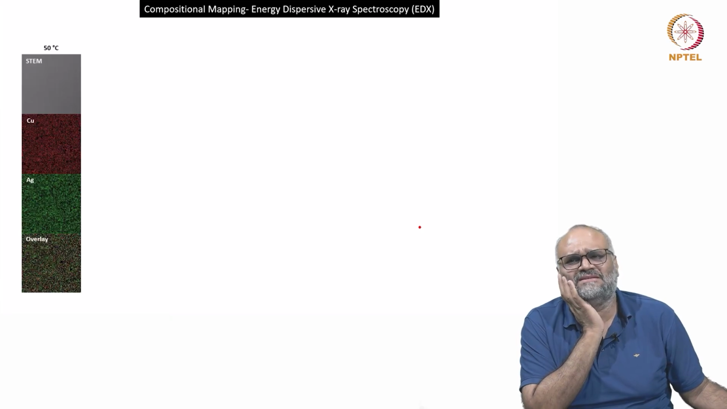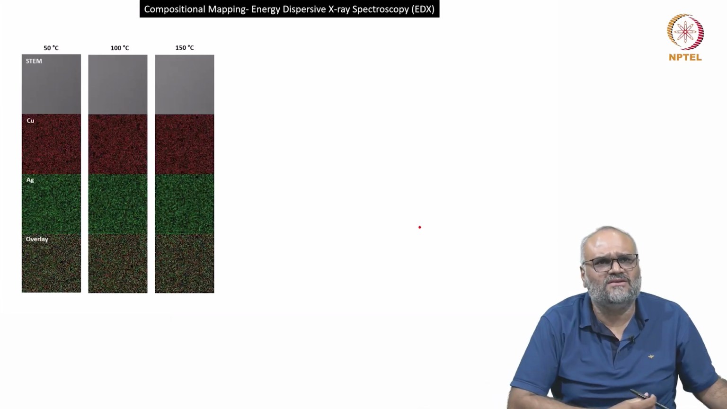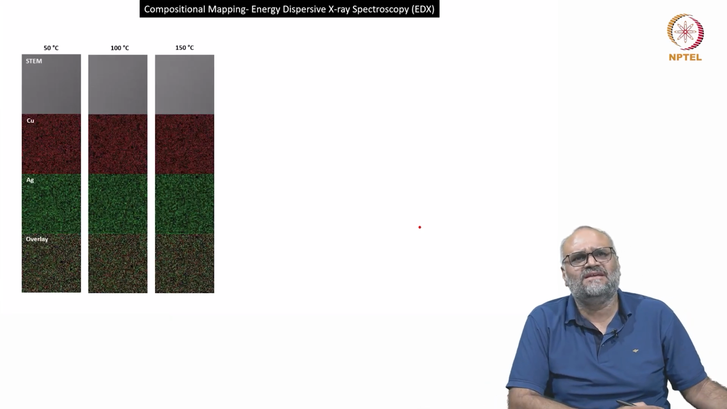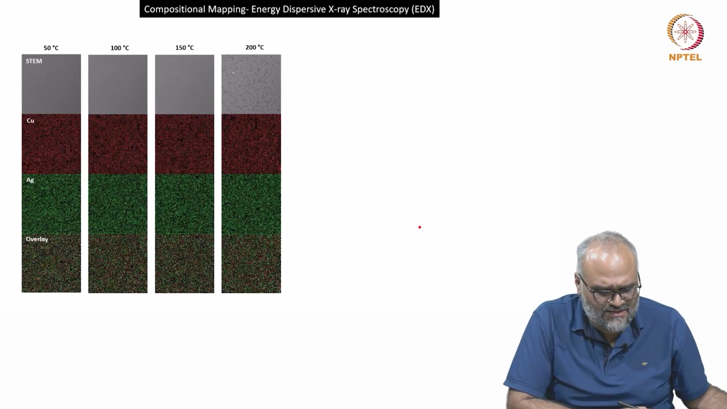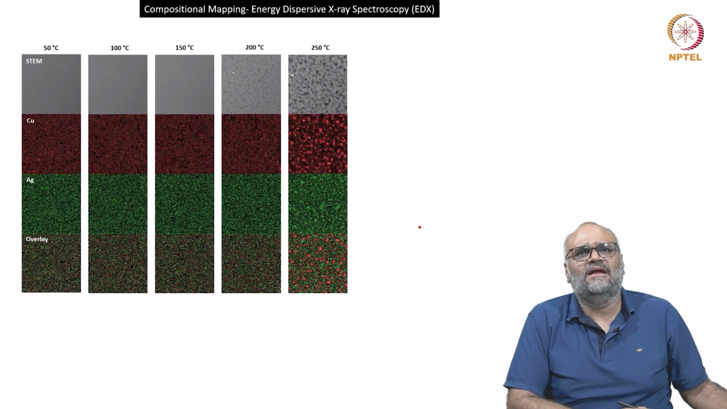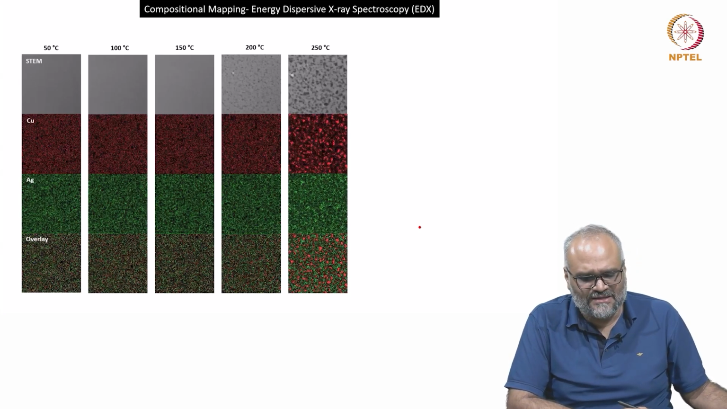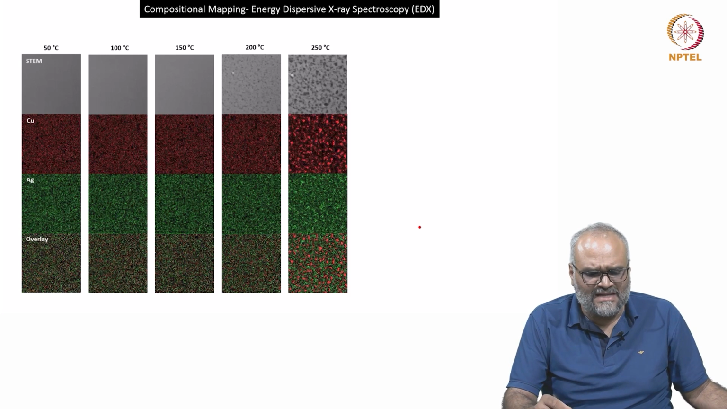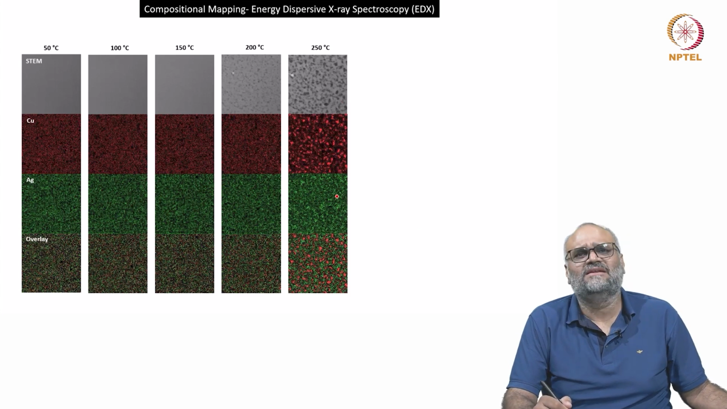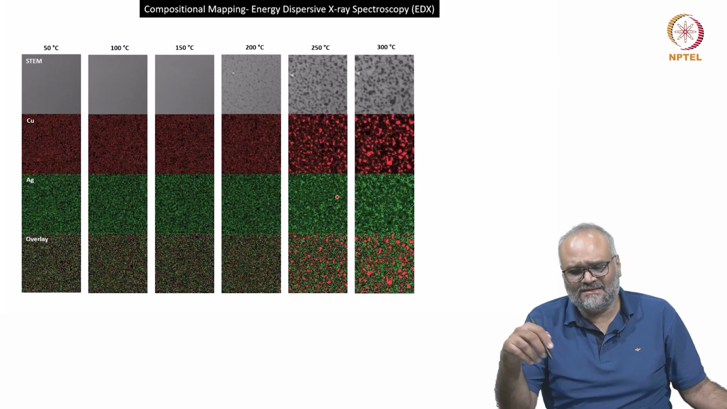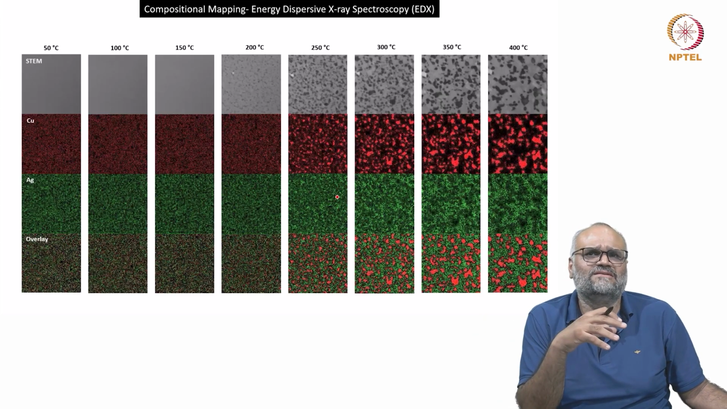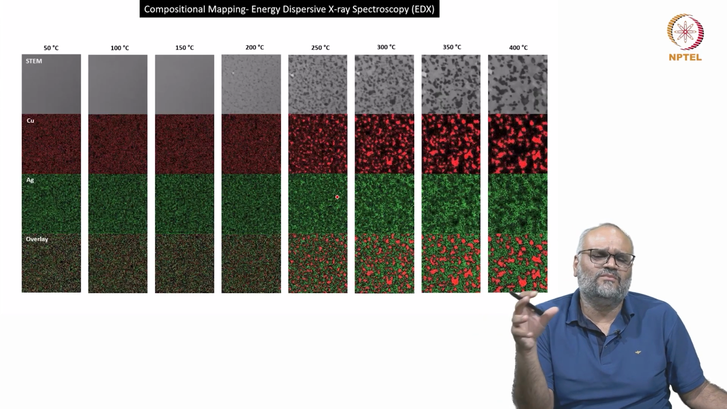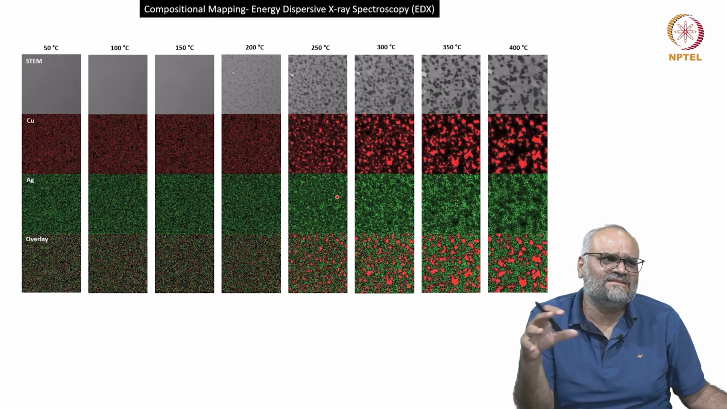So if you look at the compositional mapping by energy dispersive spectroscopy, at 50 degrees centigrade you do not see any variation in the composition. At around 100 to 150 also you do not see any changes, and from 200 onwards you can see that there is formation of separate domains, and at 250 this becomes more prominent, and the darker regions are copper and the brighter regions are silver, and this is what you see, and you can start mapping the compositional variations in TEM while you're heating and changing the specimen as well.